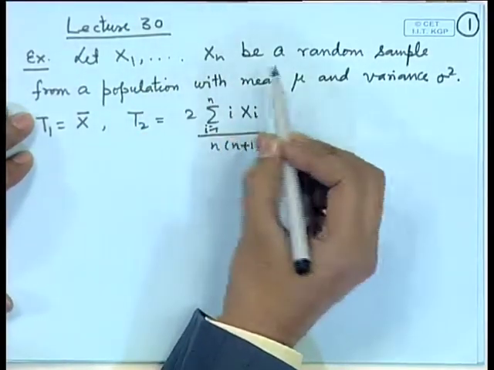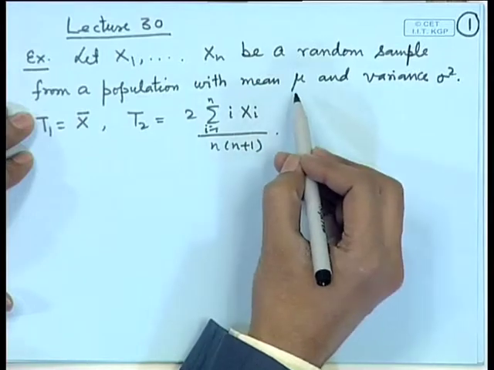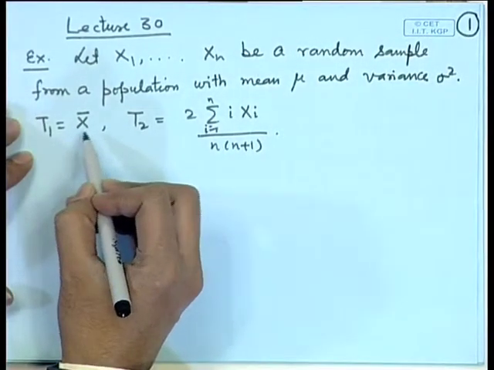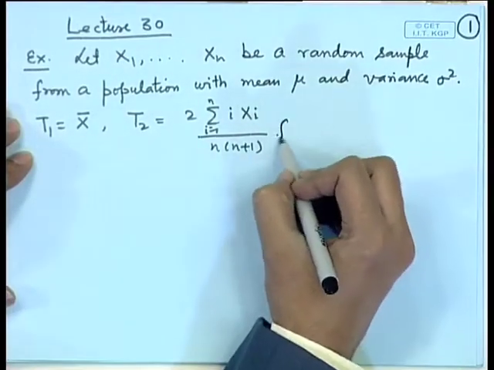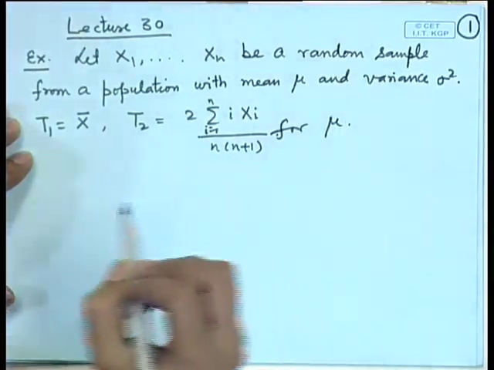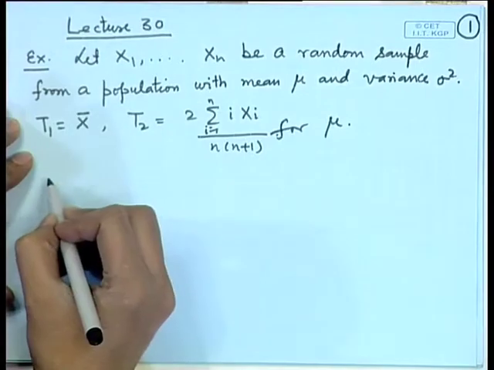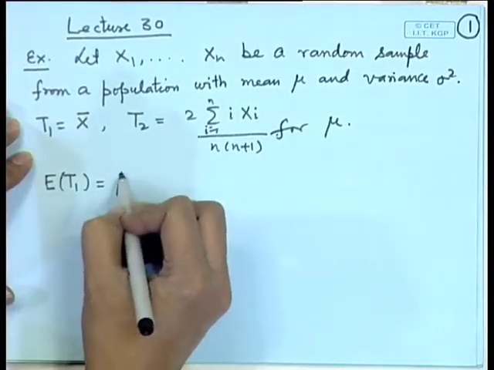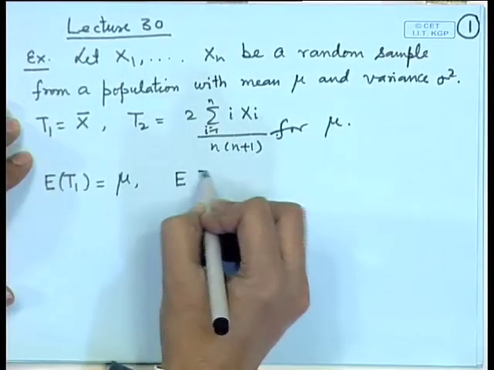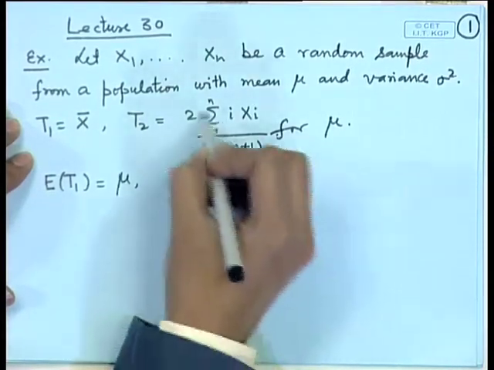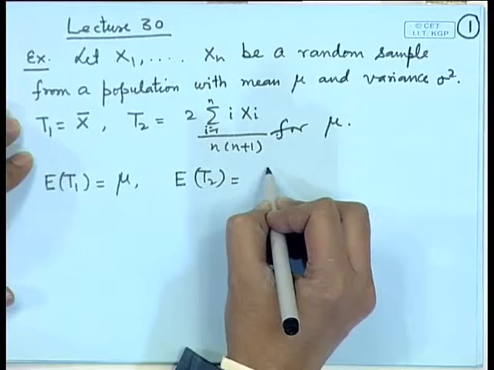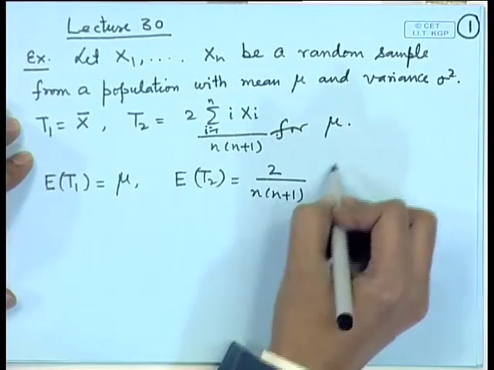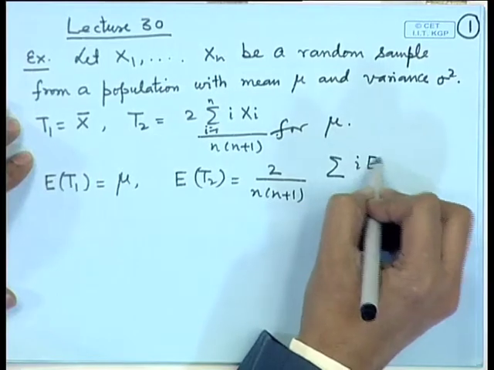Let me give one example here. Suppose we have a random sample from a population with mean mu and variance sigma square. Now, let us consider estimators T1 and T2 for mu. Let us see, what is the expectation of T1? Naturally, it is equal to mu. What is the expectation of T2? You can apply the linearity property of the expectation. So, this becomes 2 divided by n into n plus 1, sigma i expectation of x_i.